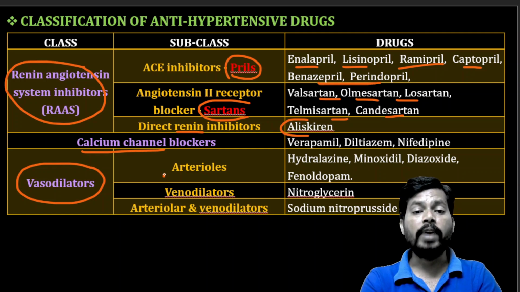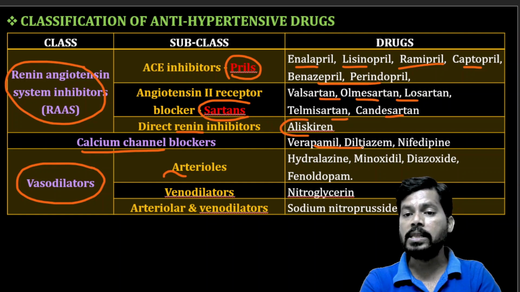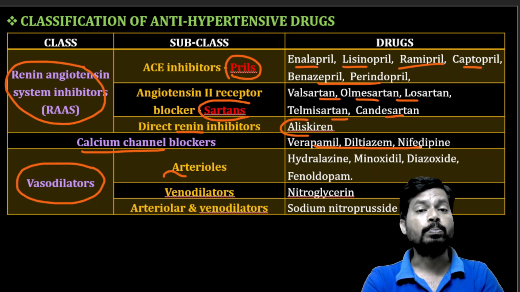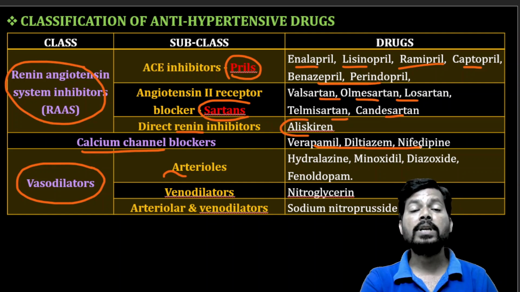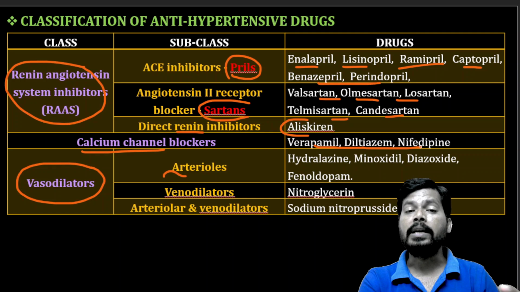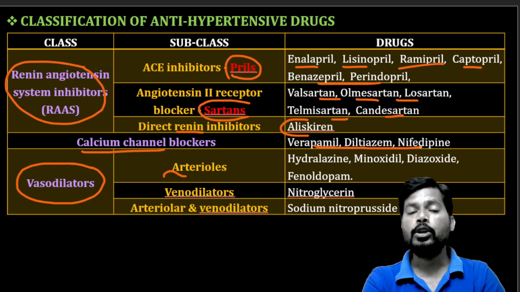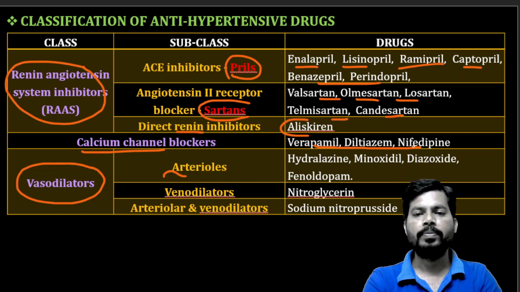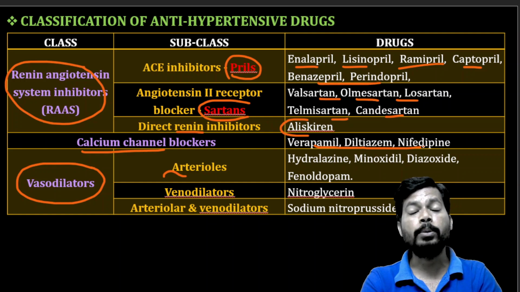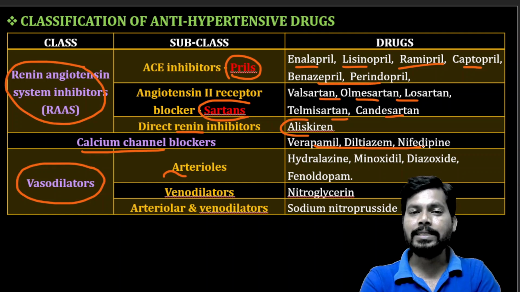Here the list of calcium channel blockers: verapamil, diltiazem, nifedipine. These produce action by blocking the calcium channel, because influx of calcium into smooth muscle and into heart muscle produces contraction. So verapamil, diltiazem, nifedipine block the calcium channel, decrease the muscle contraction, and decrease the blood pressure, nothing but hypertension.